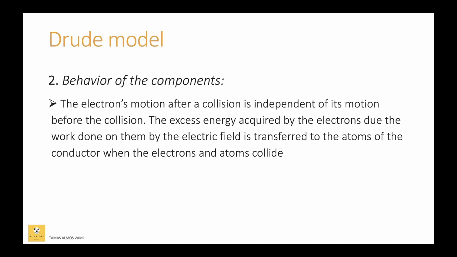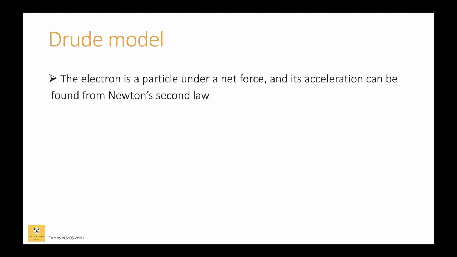So when we have a collision, we say that the motion of the electron after that is independent of the motion before the collision. Then we have an excess energy which we acquire due to the work done on the system by the electric field. This is transferred to the atoms of the conductor, and the electrons collide, and the atoms collide too.